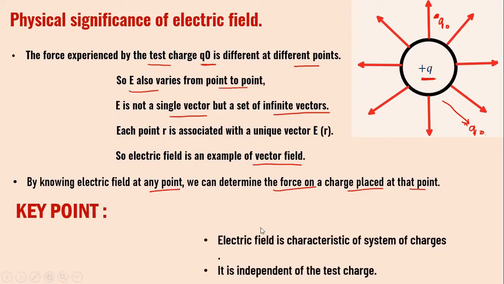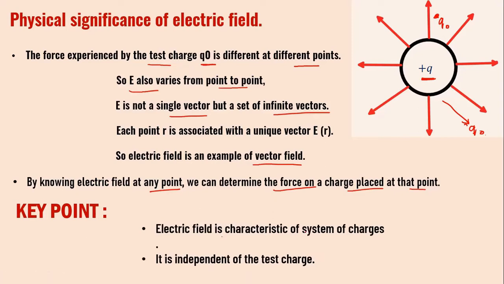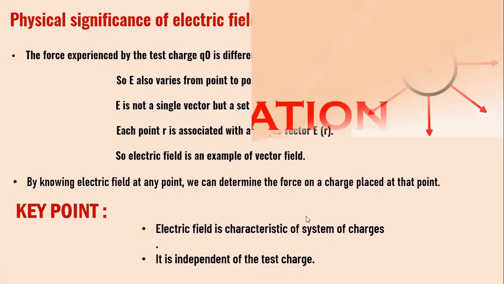Now there is one key point. What is that? The electric field is the characteristic of a system of charges. That means this electric field is the characteristic of the source charge, not of the test charge. So mind it carefully here. Electric field is the characteristic property associated with the source charge or a system of charges. It is independent of the test charge. The test charge has no significance in its formulation. That is the important key point.